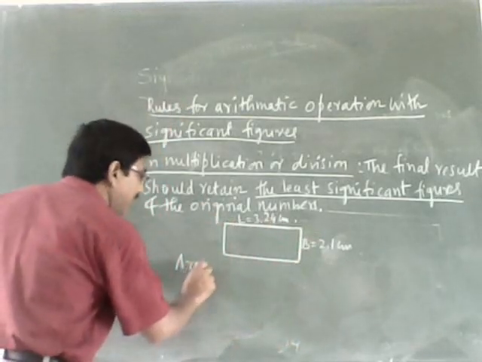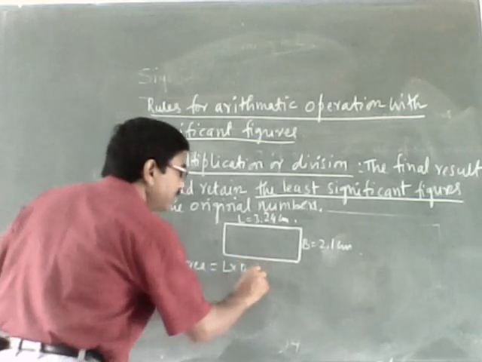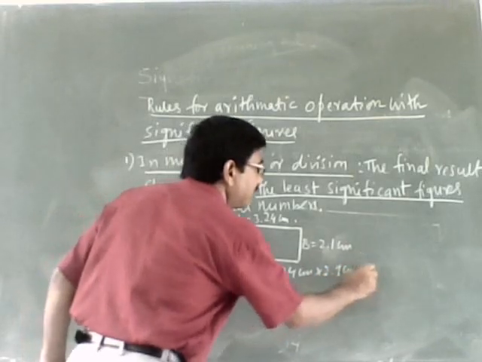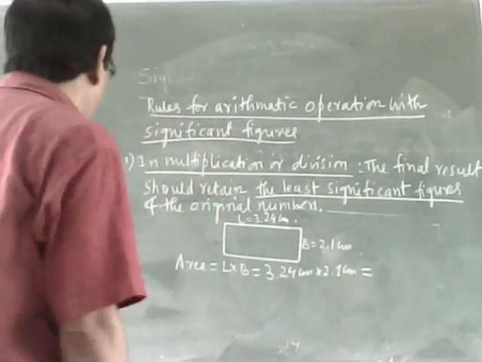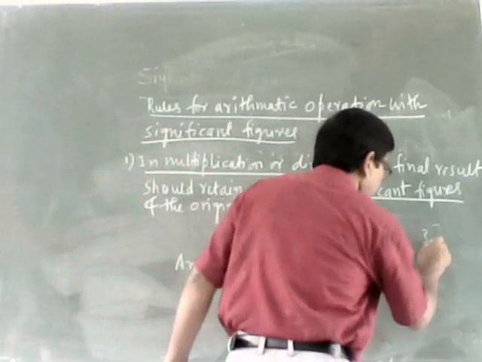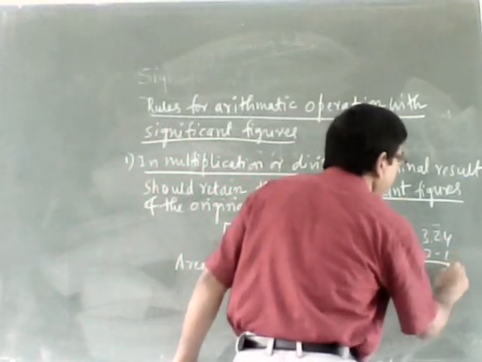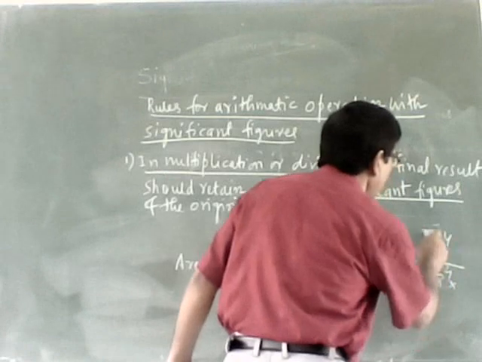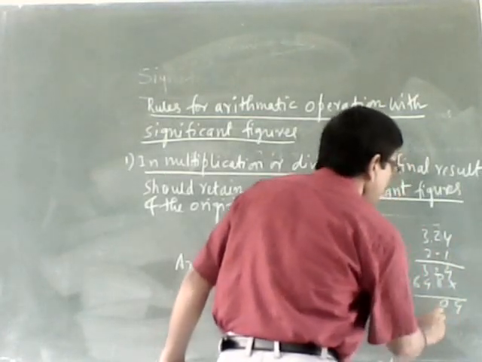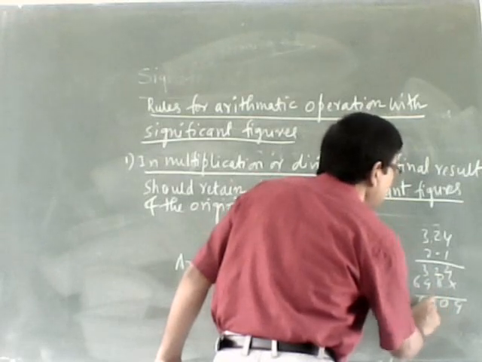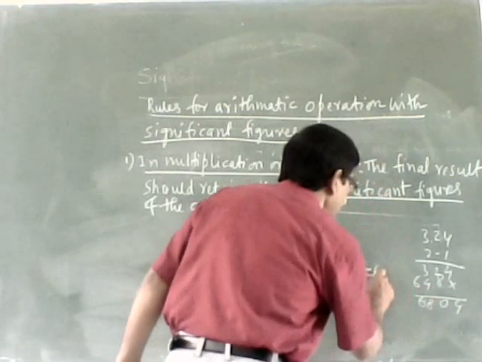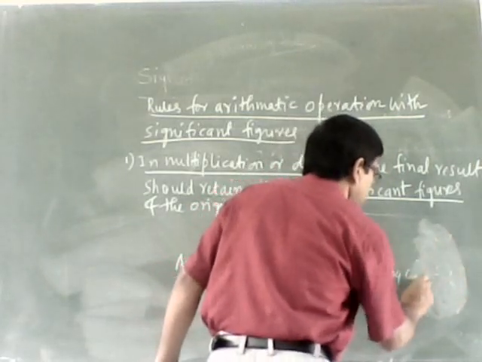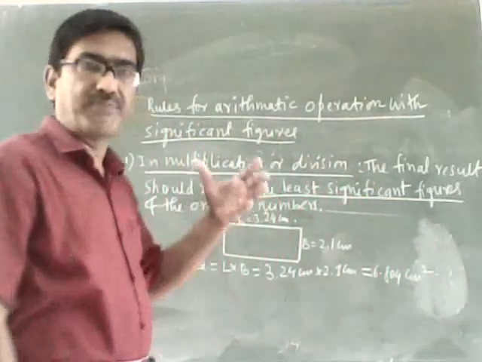For calculating area, you can write length into breadth. This is 3.24 centimeter into 2.1 centimeter. If you multiply 3.24 into 2.1, you get 6.804 centimeter square.